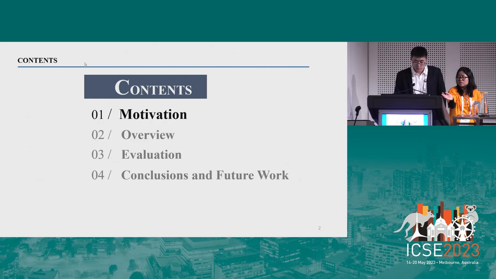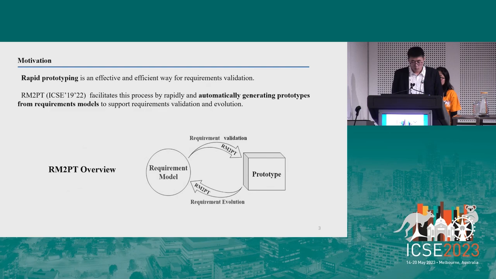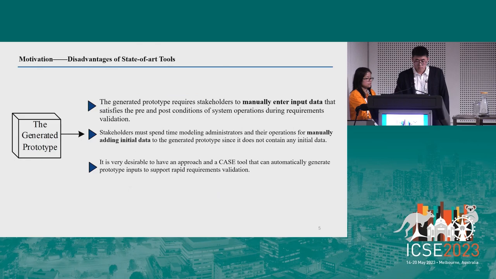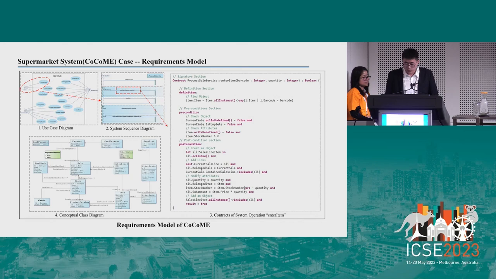Here is the motivation. Rapid prototyping is an effective way for requirements validation. ARM2PT facilitated this process by rapidly and automatically generating prototypes from requirements models to support requirements validation and evaluation. Here is an example of a requirements model. The system is a supermarket named Kokumi. It contains four parts.